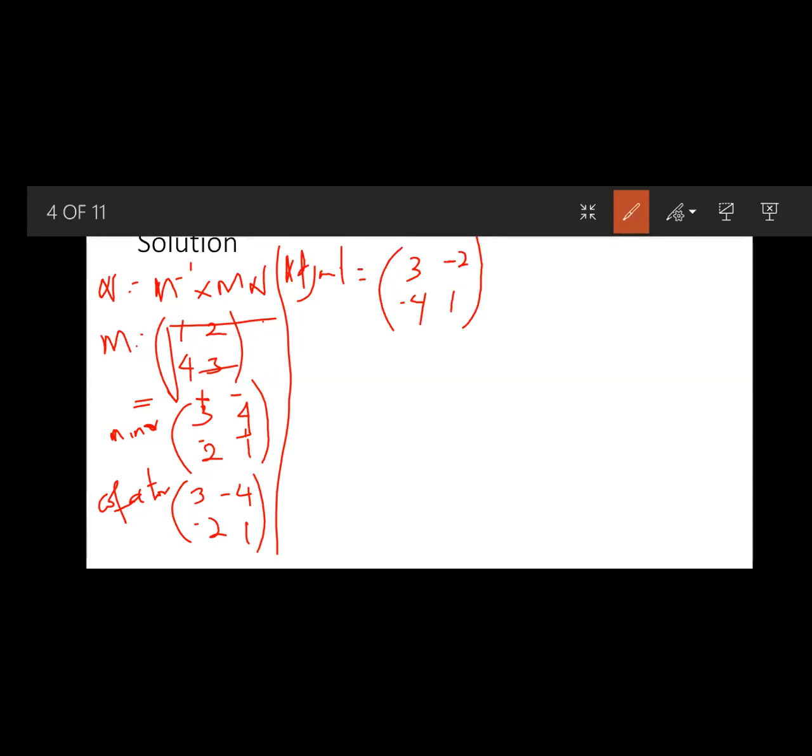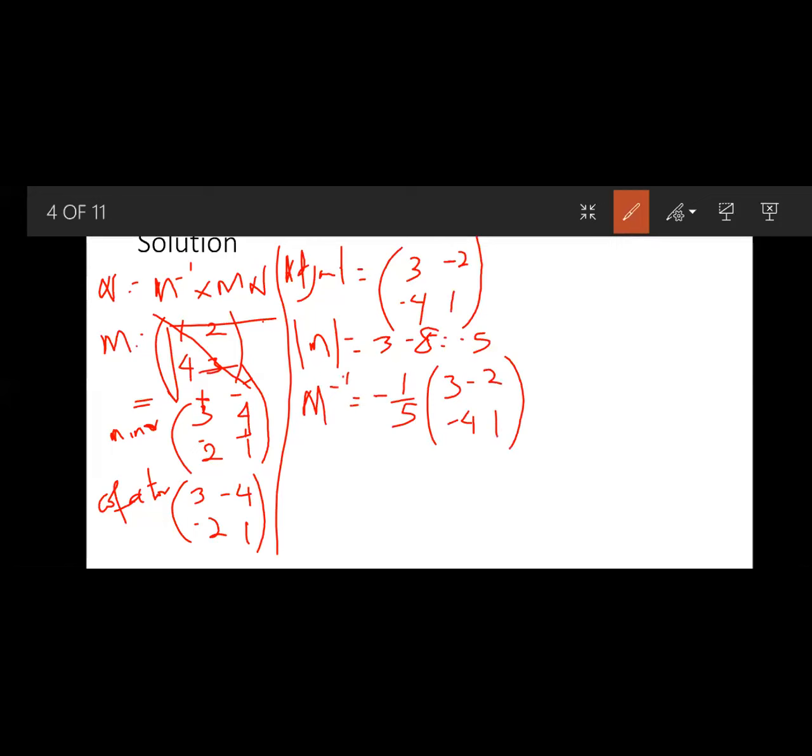Then the next thing, our inverse is what? Adjoint over determinant. What's the determinant of M? Although that's the first thing we are supposed to find, to know whether the inverse even exists. So determinant of M, what do we do? The leading diagonal, this 1 times 3, minus 2 times 4, minus 8. And that will give us minus 5. So it means that the inverse of M will be equal to minus 1 over 5 into bracket 3, minus 2, minus 4, 1.